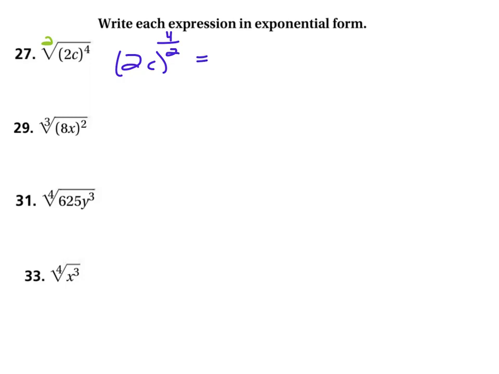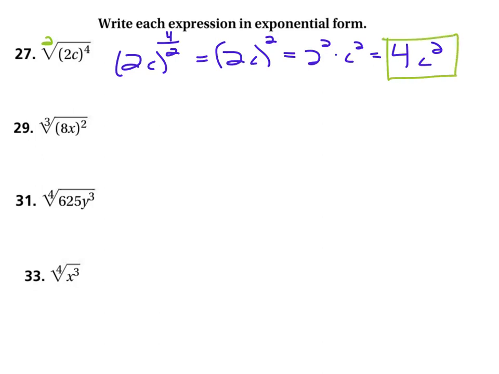And we can actually simplify that into 2c raised to the 4 over 2, which is the same as 2 over 1, or 2. So that's the simplified form of that. And of course, we can then distribute that through and say that's the same as 2 squared times c squared, or 4c squared. Let's box that out.